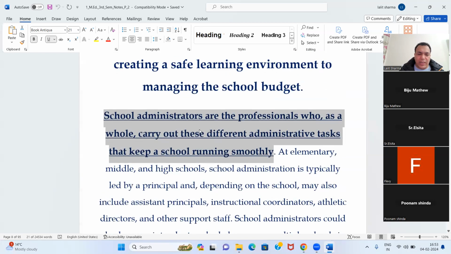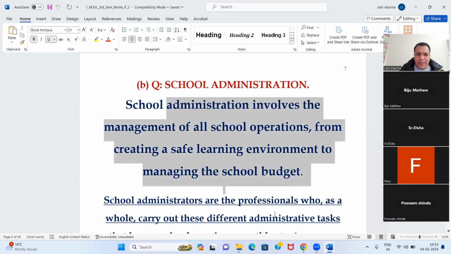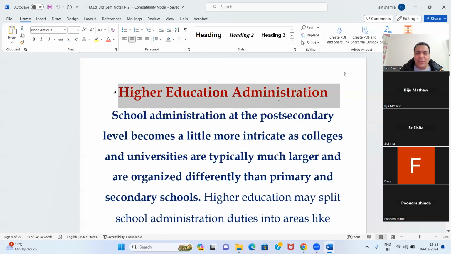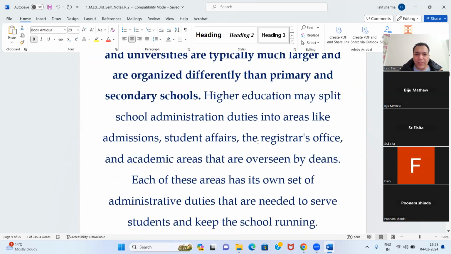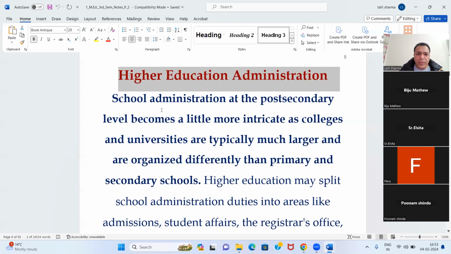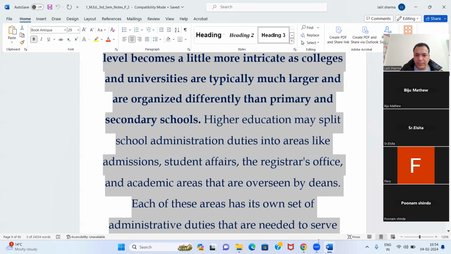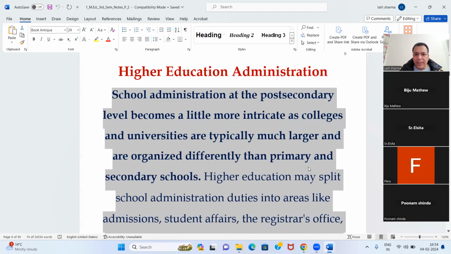This is about school education. And what happens in higher education administration? So school administration at the post secondary level becomes a little more intricate. Intricate means difficult, complicated, as colleges and universities are typically much larger and organized differently than primary and secondary school.